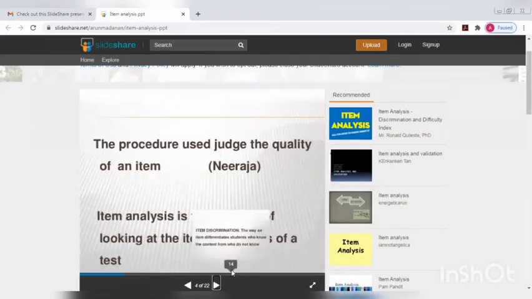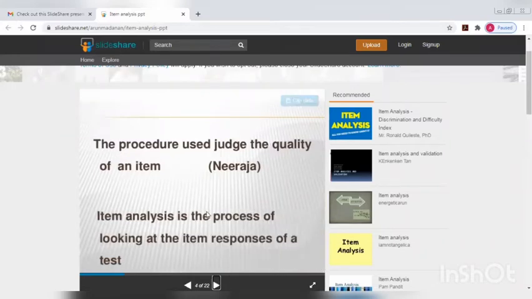The procedure used to judge the quality of an item, that is according to Niroja. So you can write at least two definitions. And next, item analysis is the process of looking at the item responses of a test. So here, only assessment, scoring, and we are going to talk about the test analysis.